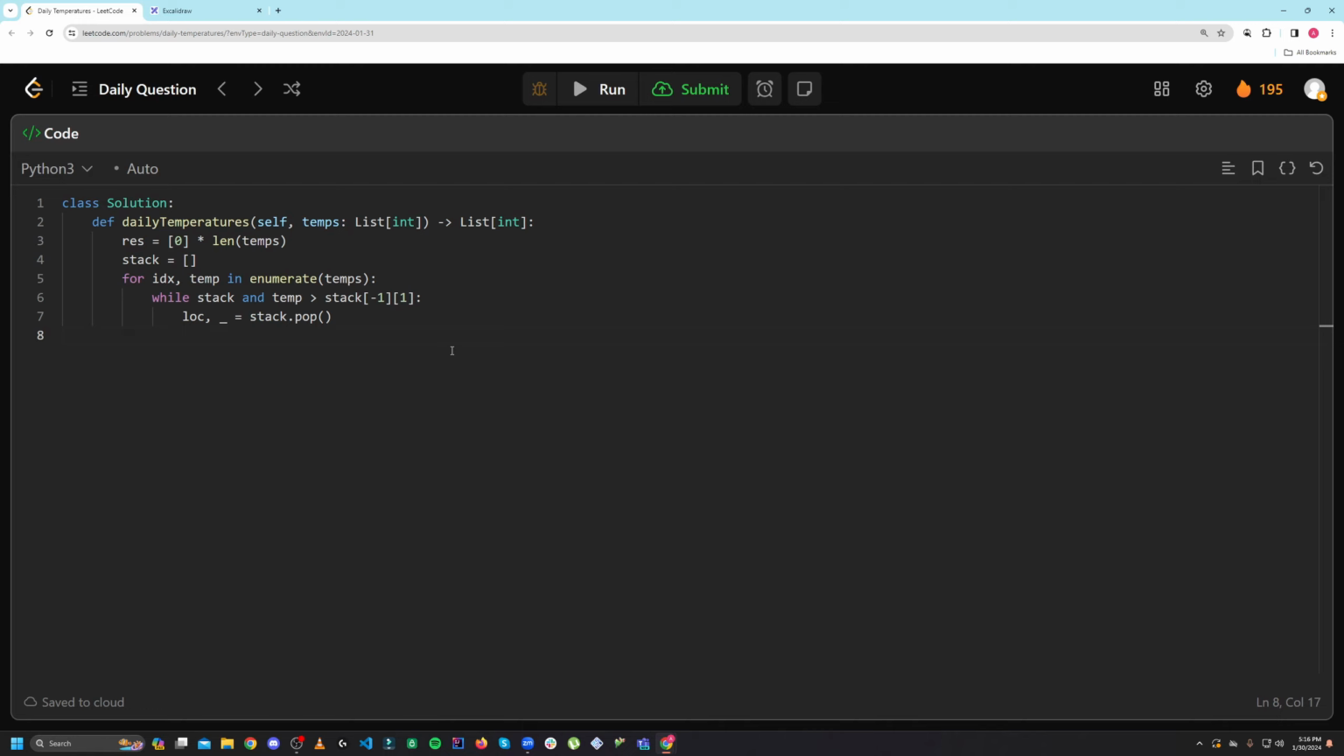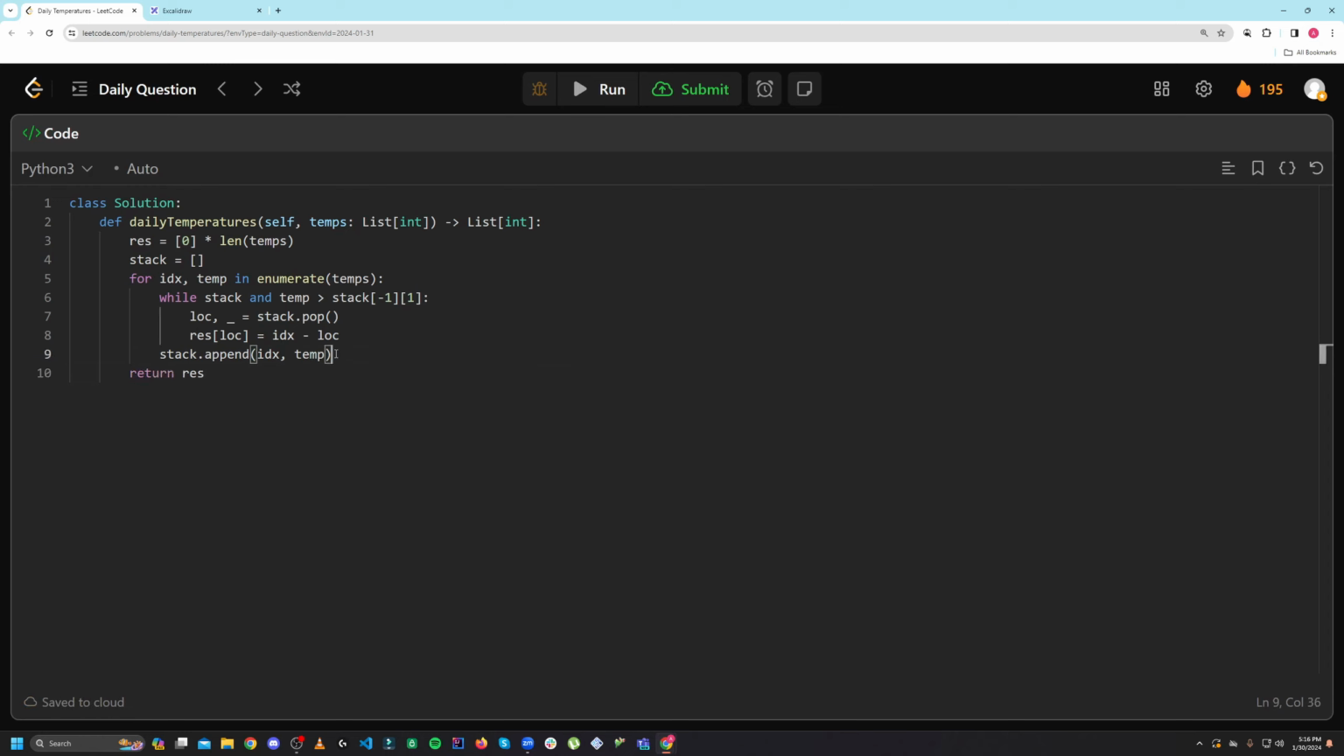And we need to figure out this difference, right? So result at index location, the index of the element, equals the current index minus that location. That's how many days have passed. Finally, once we're done popping things off the stack, we will append a tuple of the index and the temperature. And then we will return result, and whatever's left on our stack, it doesn't really matter because those will all be 0. If you want to return some value and you want to have a default value, just initialize the whole array to that value. And then if you never change it, it'll just be that value to begin with. So if you wanted to return -1 for every value that wasn't found, just initialize this to -1.